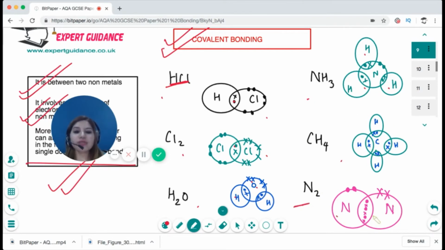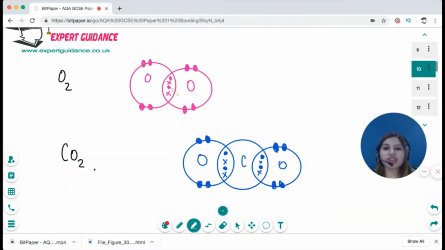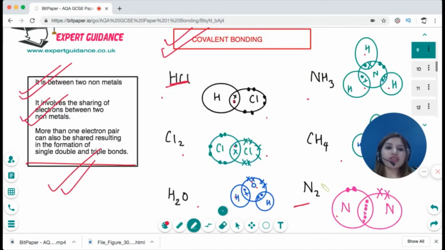But nitrogen and nitrogen both need three electrons to complete the full outer shell, so you draw 3 electrons in the center. Similarly, oxygen needs 2 electrons, so you draw 2 at the center. Carbon and oxygen, you draw 2 each at the center. So oxygen is a double bond. Carbon and oxygen is a double bond. Nitrogen and nitrogen is a triple bond. Okay, so I hope these dot and crosses are clear to you.